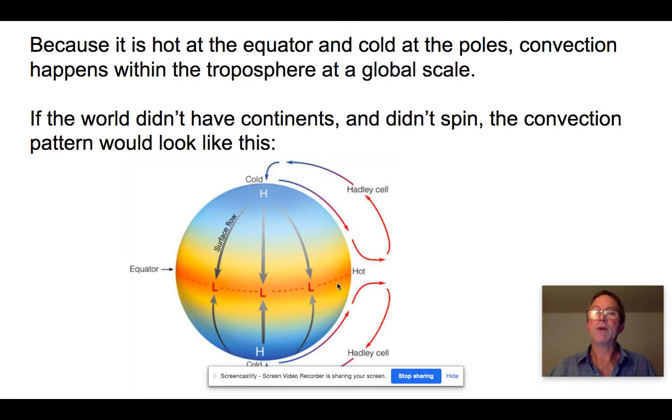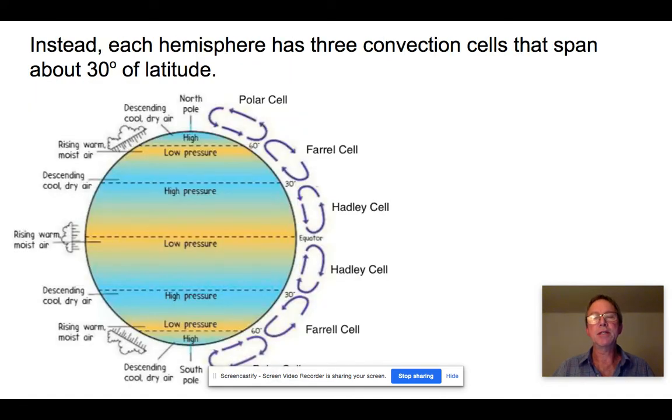Now remember, rising air makes low pressure and sinking air makes high pressure. And air, like any kind of fluid, is always going to be pushed from high pressure to low pressure. So that's what we get if the world didn't spin. But it does spin, and that's going to make some complexities. Because it spins, and we'll get into this in a little bit, it tends to break up those single cells into three smaller cells. These cells are known as the Hadley cell, the Ferrel cell, and the polar cell.